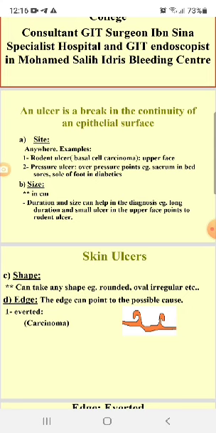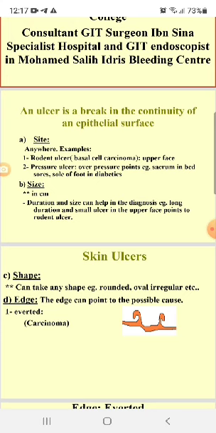As you see in this slide, you determine the site of the ulcer. Anywhere, ulcer can be anywhere. But in clinical examination, you have to determine the site of the ulcer. On the dorsum of the foot, on the upper third, laterally on the thigh. You have to describe it. In the upper face, on the right side of the cheek, for example, you have to determine the site.